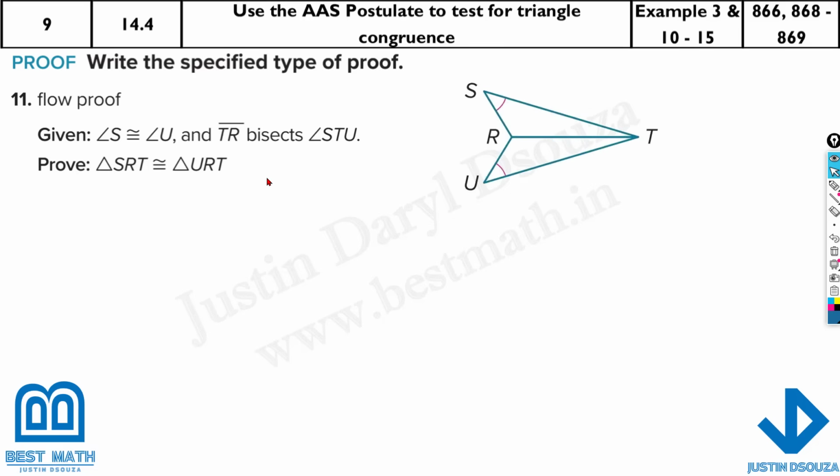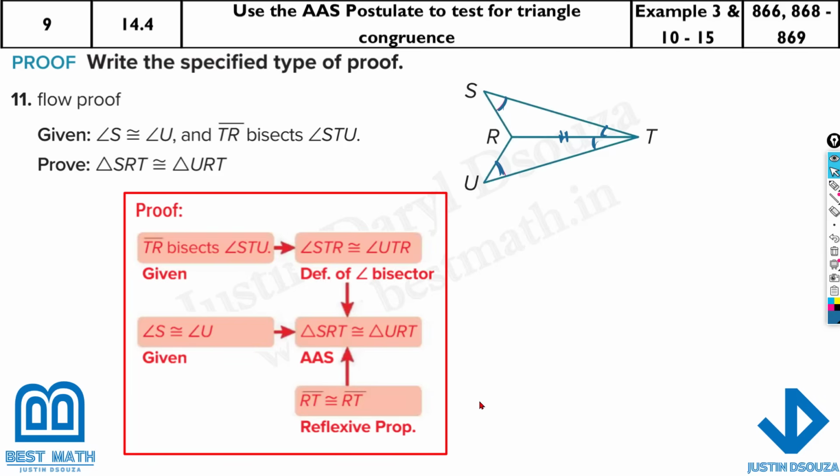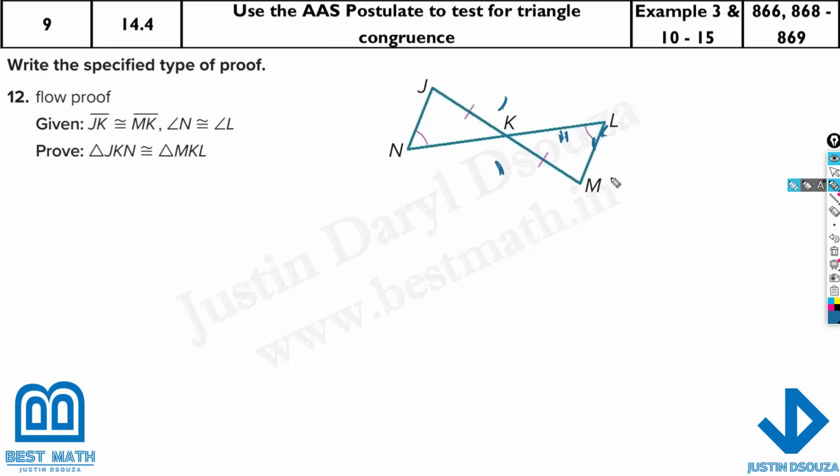Here as well, even without going through the given, because they have given you the signs, you can just figure it out. Looking at this, I can easily tell this is equal, they have told, and this is also equal. This line RT is reflexive for both. And then we must see, because I can't proceed with this, I need to have one more angle, right? RT bisects STU. If it bisects, then this angle and this angle are equal. So now we have two angles and one side, so it's the AAS postulate.